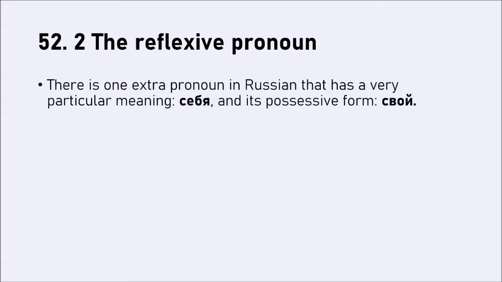So the next group of pronouns that I would like to talk about are the reflexive pronouns. So we've seen and we use regularly all the subject pronouns. However, there is one more. There is one extra pronoun in Russian, and it has a very particular meaning. Себя. And then it has its possessive form as well, which is свой.